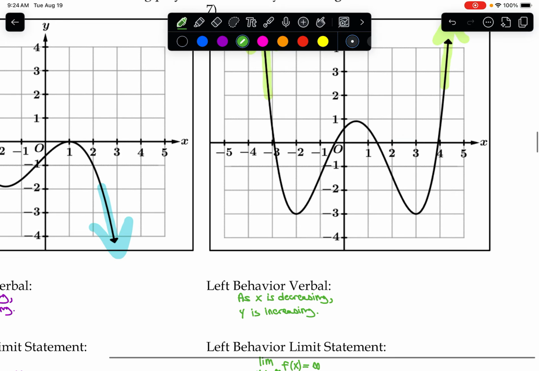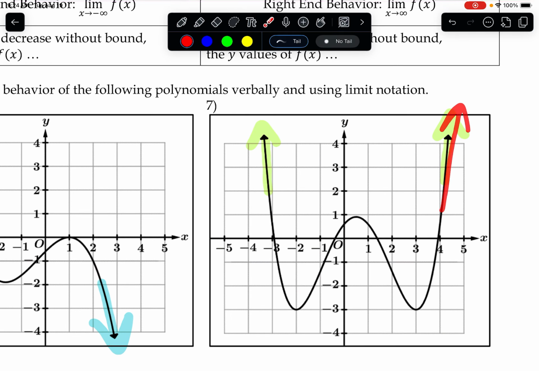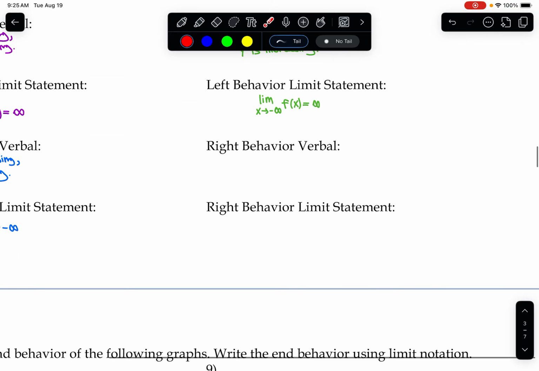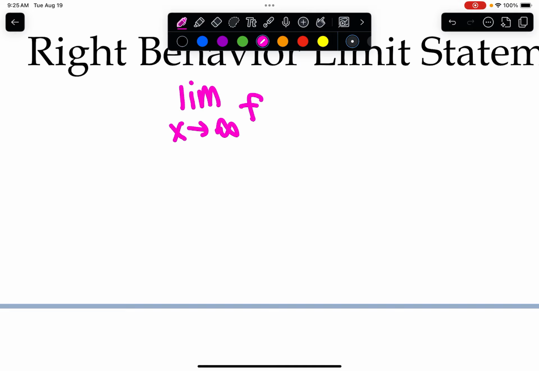And then for my right behavior, similar idea. Because it's going up, as my x value is increasing, my y value is also increasing. So I'm actually just going to skip right to the limit. In this case, we would say the limit as x is approaching positive infinity of f of x, since we're going to the right, is going to equal positive infinity since it's going up.